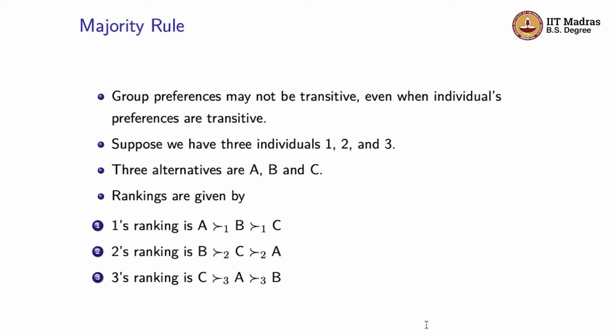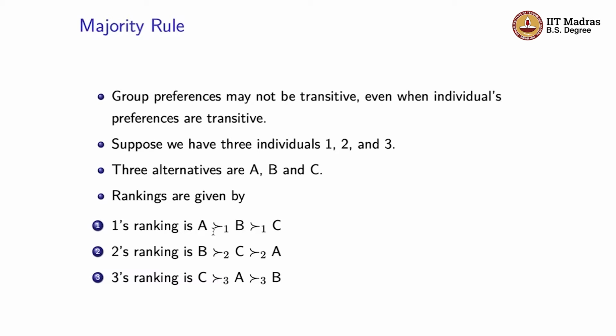So let's take an example of that. Imagine that you have three individuals, 1, 2, and 3, and they are deciding to vote over three options or alternatives, which we are going to call A, B, and C, right? Person one prefers A over B and B over C, right? Person two, on the other hand, prefers B over C and C over A, and person three prefers C over A and A over B, right?